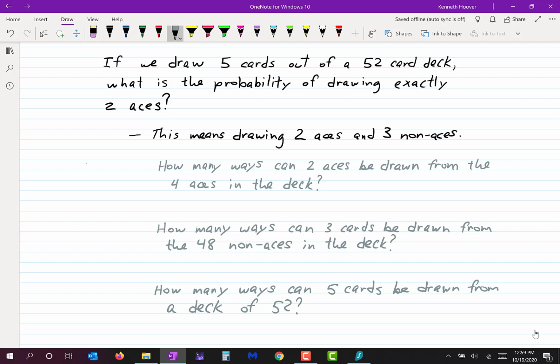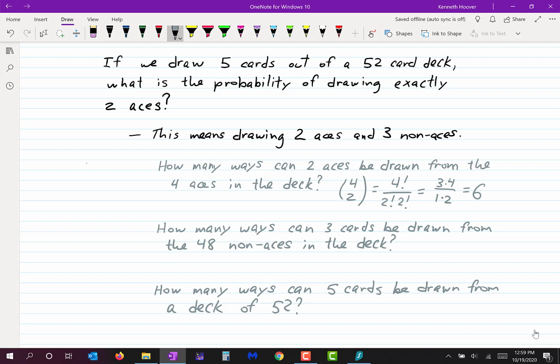There are 4 aces in the deck, and you're wanting to draw 2. That's what we're calculating. So, how many ways can I draw 2 out of 4 aces? The answer is 4 choose 2, which we know is 4 factorial divided by 2 factorial times 2 factorial, and isn't that going to equal 3 times 4 over 1 times 2, which is 12 over 2, which is 6.